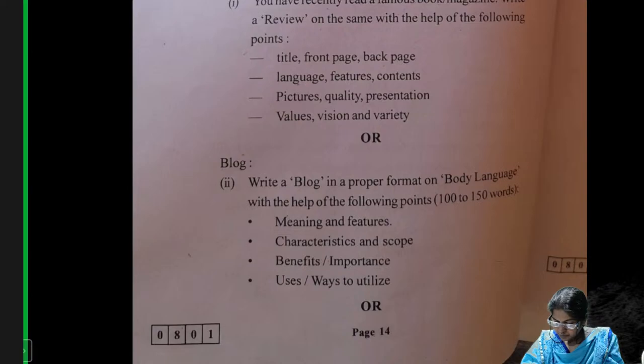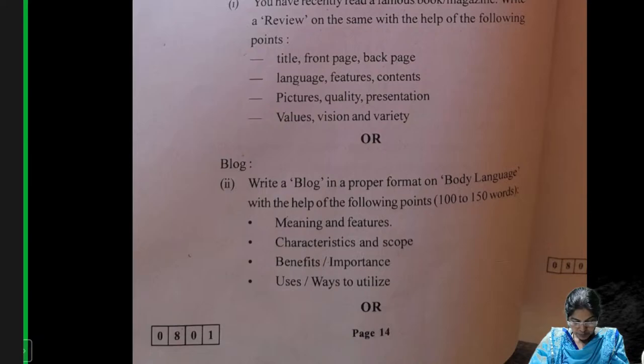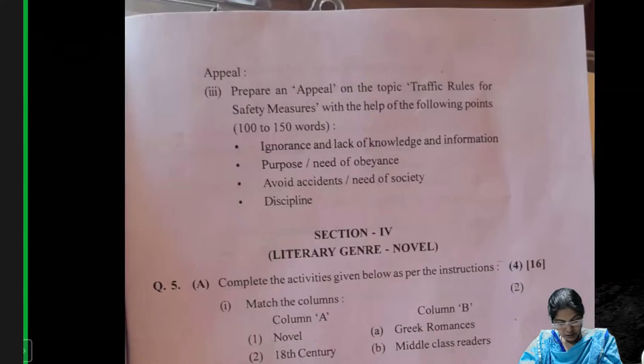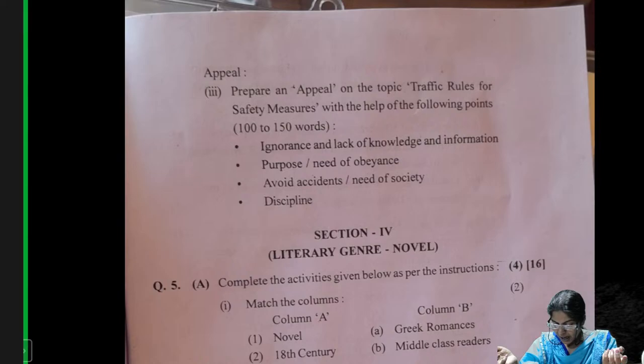All right, let's move to the next one, the appeal. The question is, prepare an appeal on the topic traffic rules for safety measures with the help of the following points. They've given you ideas, and what you need to remember about the appeal is that it is something like a notice, because it is going to a larger community of audience. You are getting their attention to a particular topic that you feel very close to or want to talk about. So it will have slogans, pictures, scripts, some calligraphy, because you want to make it very catchy and, in a way, invite people to read it. So we are talking about an appeal.